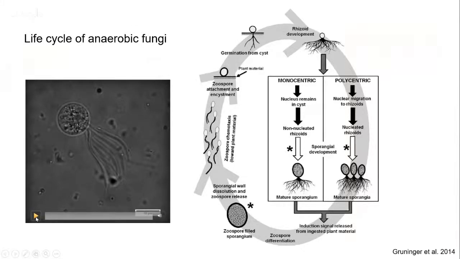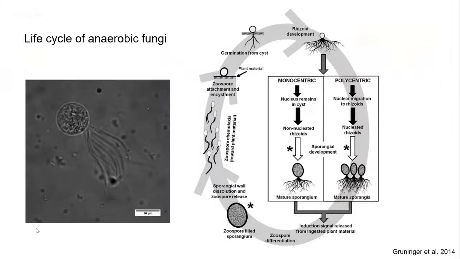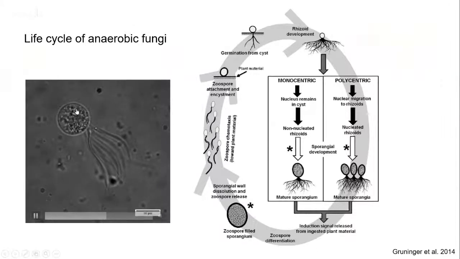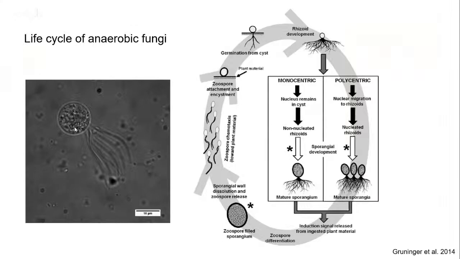And on the left is just another short movie of a somewhat mature sporangia that I took under a confocal microscope. What you can see is that there are these small zoospores already moving inside this sporangia. And they're basically just waiting for the cell wall to dissolve and be released into the environment.